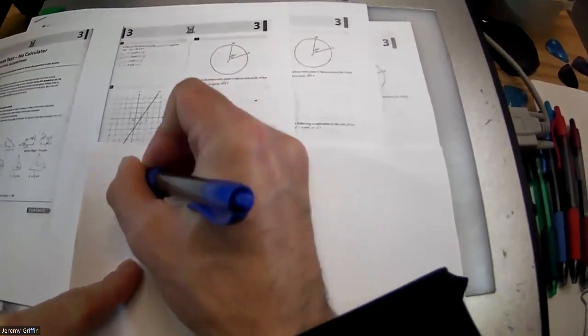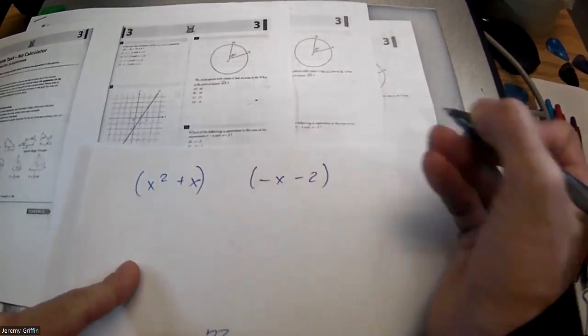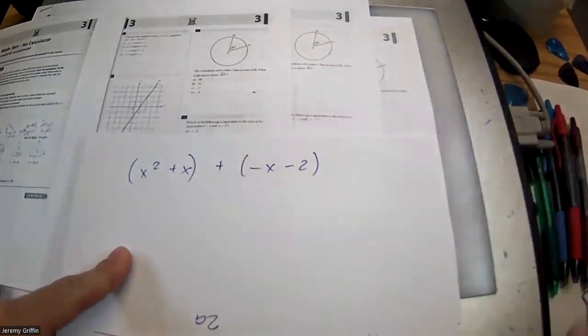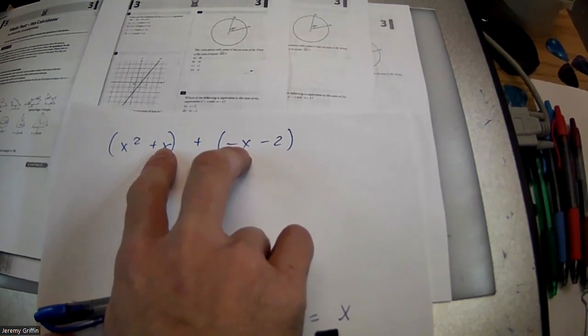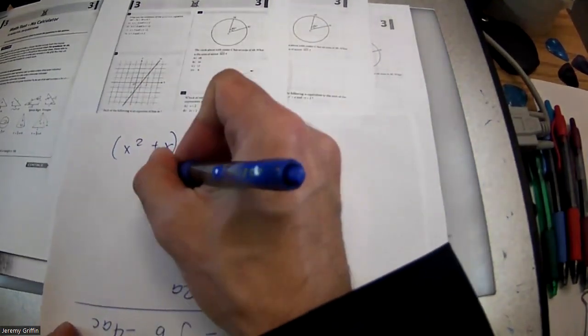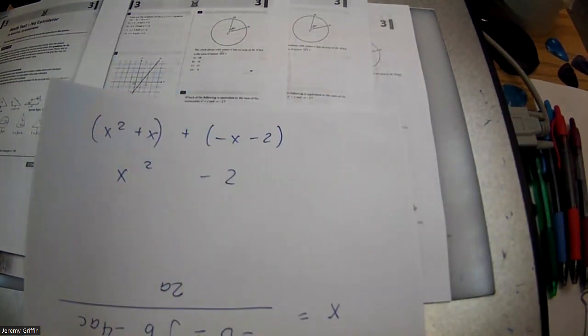Number 4, which of the following is equivalent to the sum of the expressions x squared plus x and negative x minus 2? The sum means we're going to combine those together. Looks like the x terms are going to cancel, and we're going to end up with x squared minus 2. Option C. Yep, C.